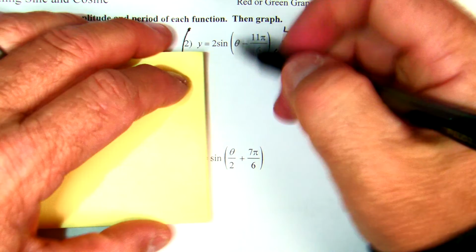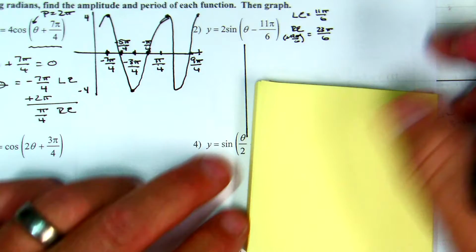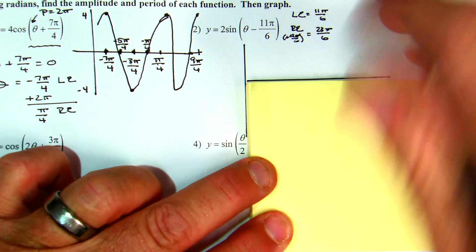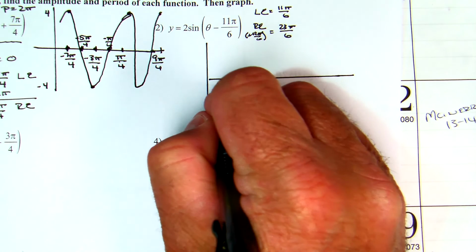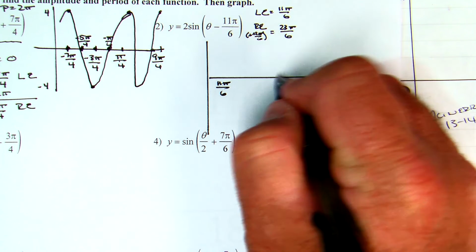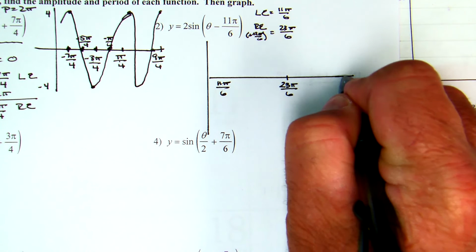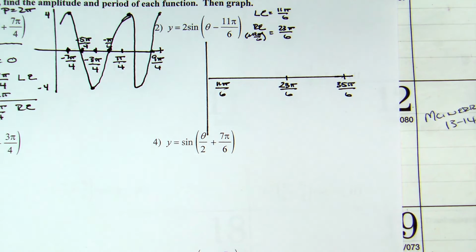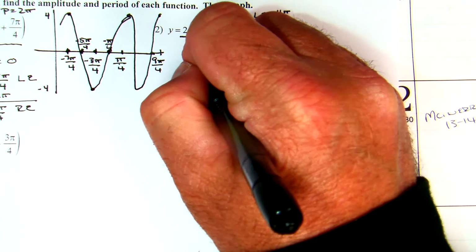Alright, now I'm going to start my graph. Got 11 pi over 6, 23 pi over 6, 35 pi over 6. Alright, amplitude is 2, so I'm going to go from 2 to negative 2.